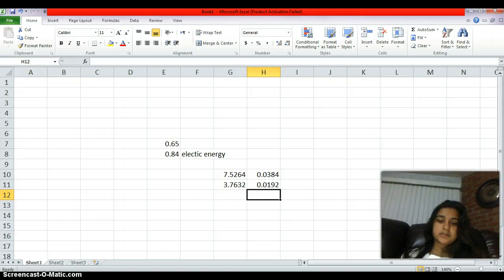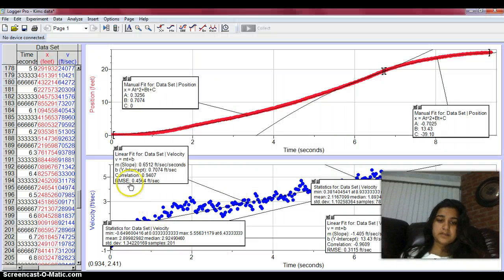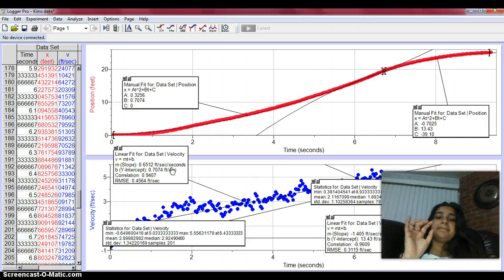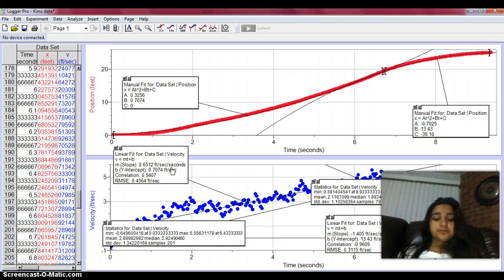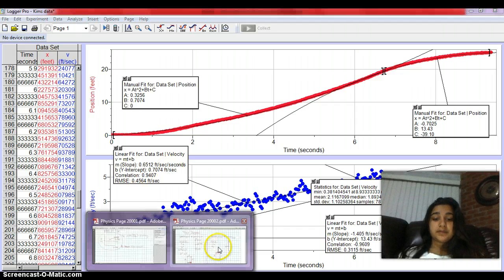Acceleration is basically the slope of the graph, as you can see here, because acceleration is, for every second, how far does something move, in meters per second, whatever. And our force diagram, let's go to our second PDF page.